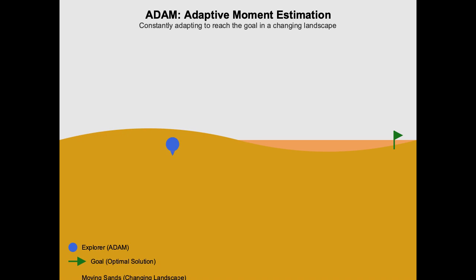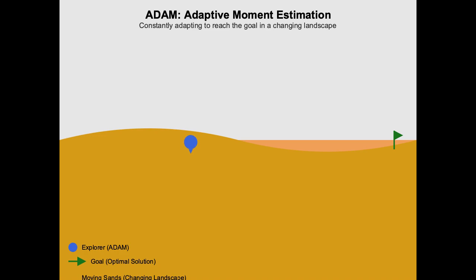Exactly. And this is especially helpful when we're dealing with what's called sparse gradients. So imagine you're analyzing a bunch of customer reviews to figure out the sentiment. Is it positive? Is it negative? Now, most of the words in those reviews aren't really going to give you much information about the sentiment. Right. Like the words the or a. Those are filler words. Yeah, exactly.